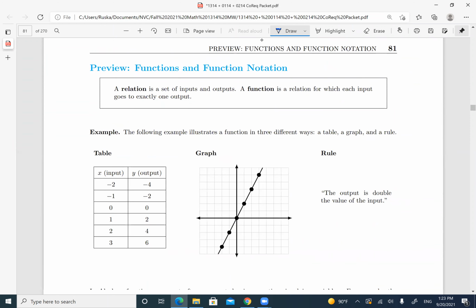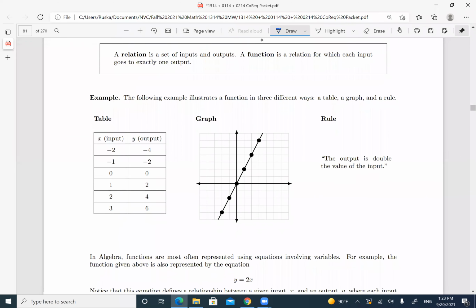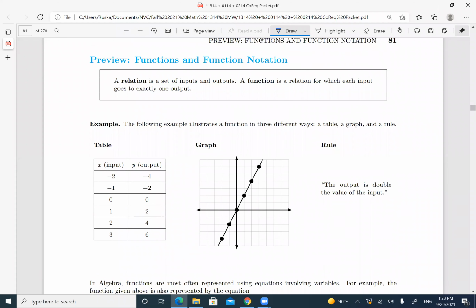We have function and functional notation. So first, what is a function? A function is a relation. A relation is a set of inputs and outputs, and a function is a relation for which each input goes to exactly one output.